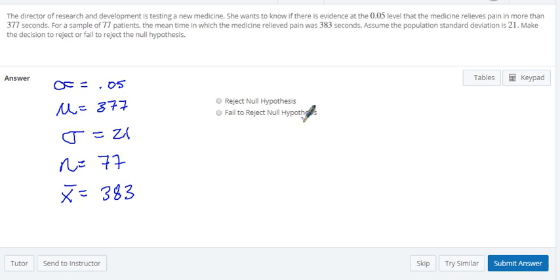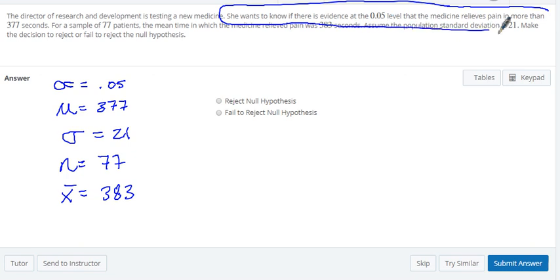Alright, so with that situation here, we've got these pieces identified. Oh, and our last piece is that we basically have this claim. We want to see if there's enough evidence to reject the null hypothesis or to fail to reject the null hypothesis based upon this idea that our mean is greater than 377.